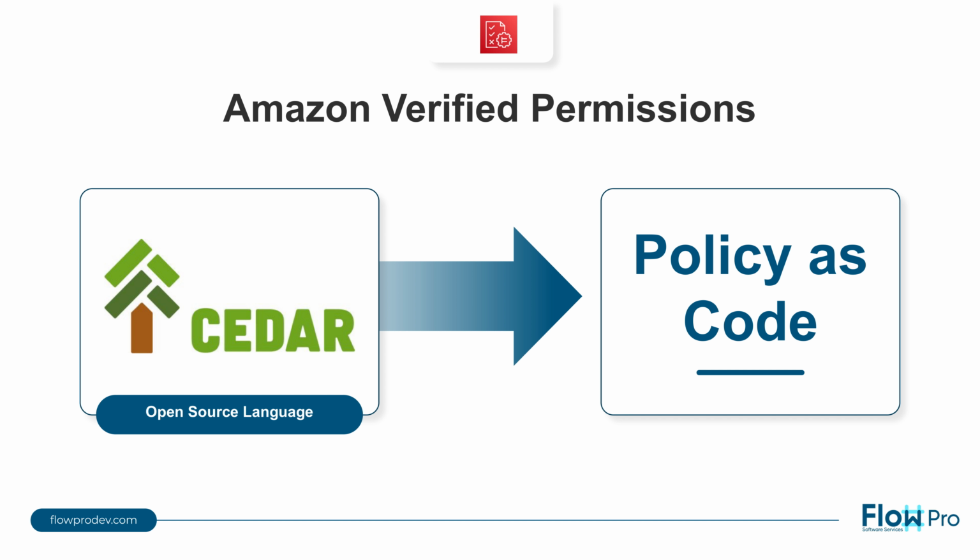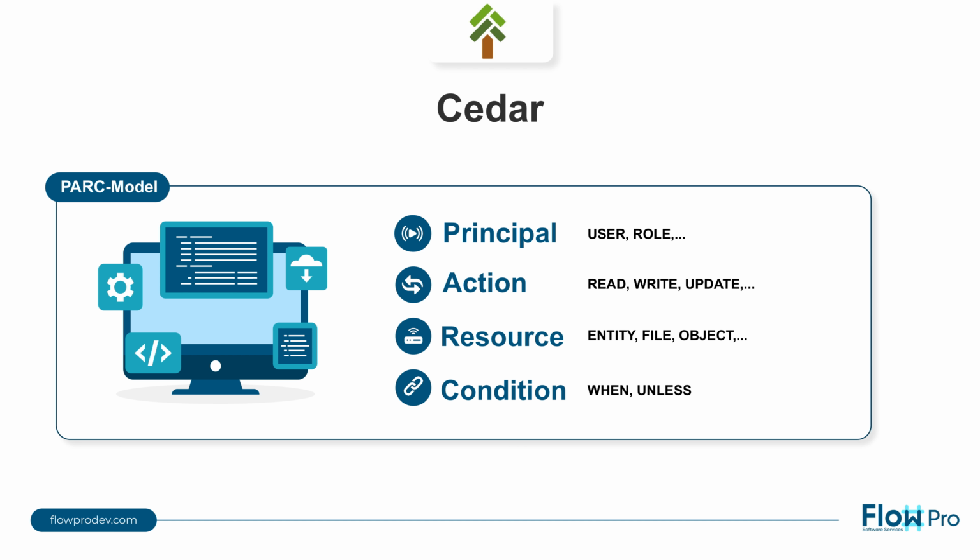As organizations expand, they face a growing number of resources and users to manage. To tackle this complexity, a new trend has emerged in the form of policy as code. This approach is designed to be more scalable, flexible, and auditable than traditional methods, making it ideal for modern dynamic organizations. Now, let's discuss Cedar.